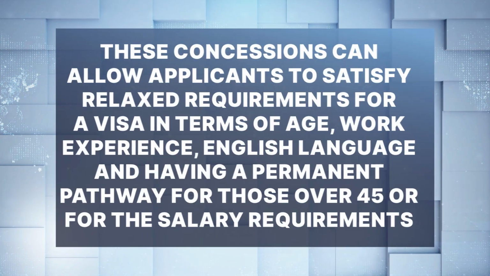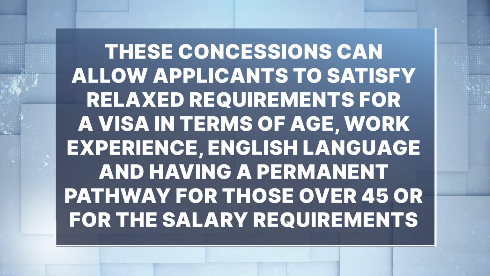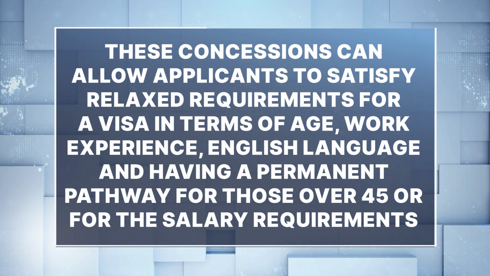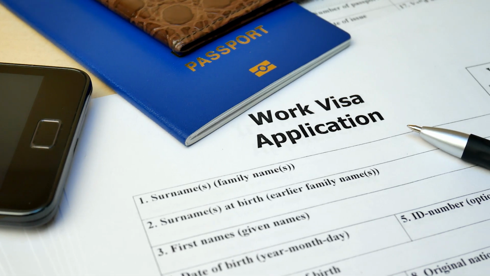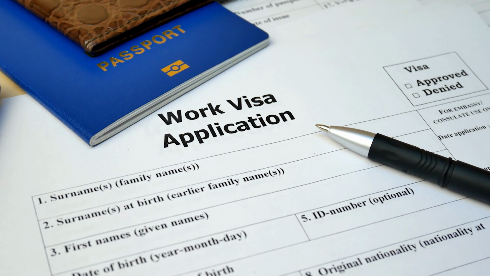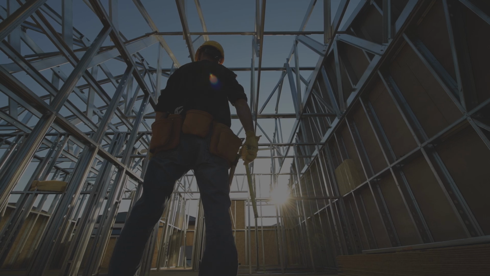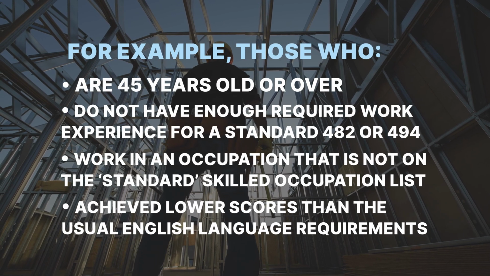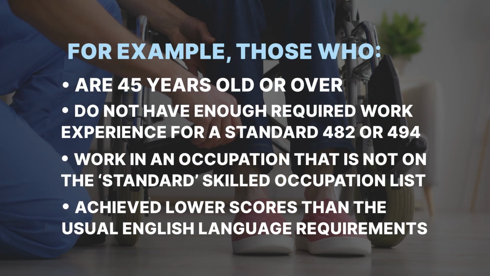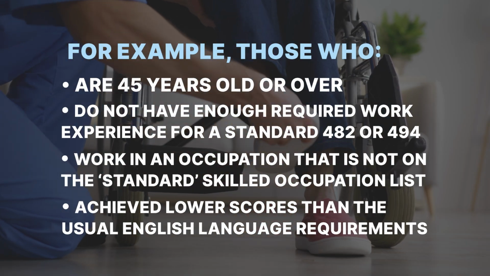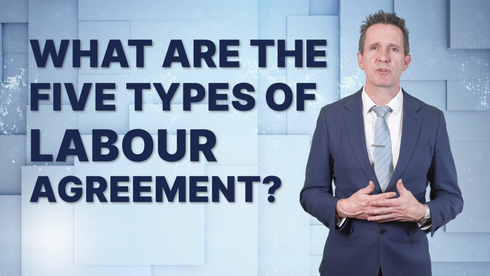These concessions can allow applicants to satisfy relaxed requirements for a visa in terms of age, work experience, English language, having a permanent pathway for those over 45, or for the salary requirements. Essentially, it's a way to make it easier for some people to obtain a visa than they might otherwise not be able to qualify for. For example, those who are over 45 or do not have enough English required to do a 482 or a 494, or work in an occupation that's not on the standard 482, or they've achieved scores lower than the usual English language requirements. What are the 5 types of labour agreement?